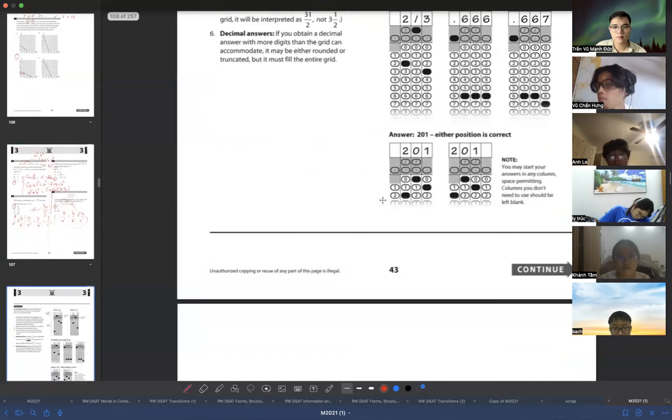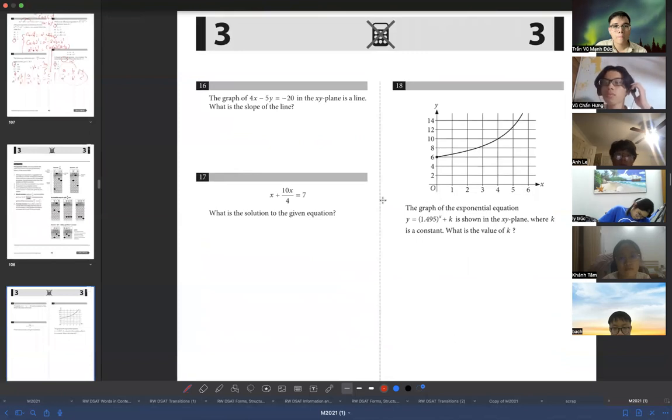Okay, next up, it's Bike's turn, 16. The slope is minus 4 over 5. No, 4 over 5. No. Okay, let's just slow down first. What are you going to do first? 5 here, minus 5y here.